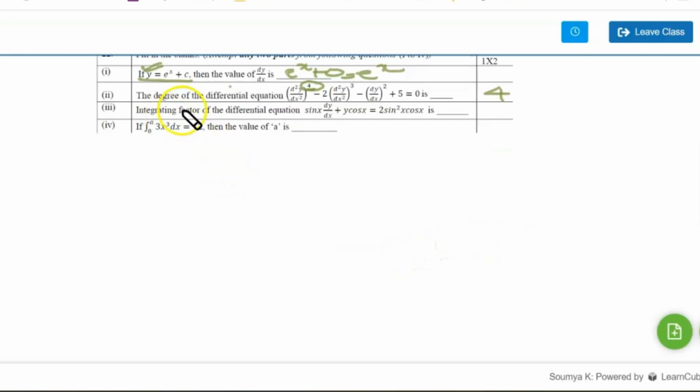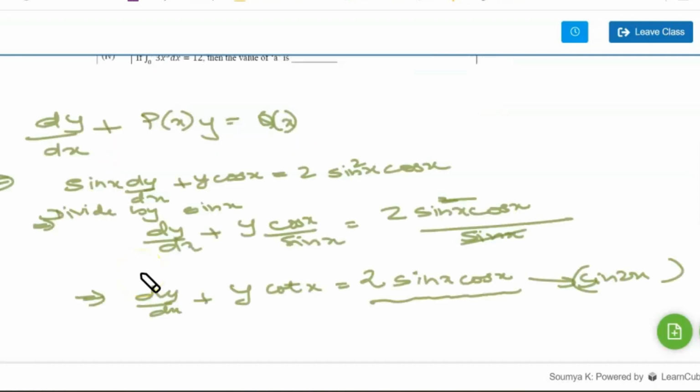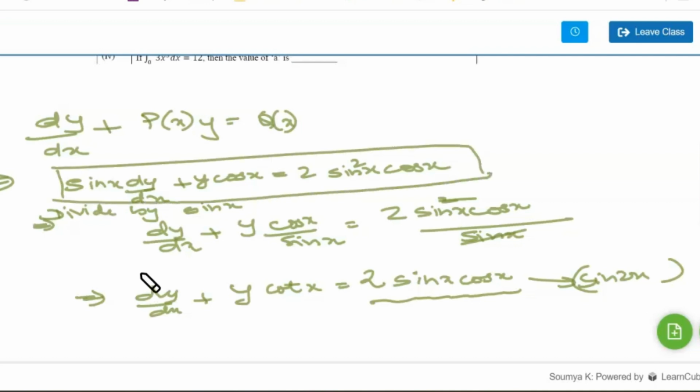Next one is the integrating factor of the differential equation. You have to find it out, and it is the fourth one. So to find the integrating factor, we first have to bring our question in this form: dy by dx plus p of x into y is equal to q of x. So the function should look like this. What is the given function to us? This is the given function or the equation that is available with us. So you have to free this dy by dx of any coefficient. Here that can only be done by dividing the whole term by sine x to remove this one.